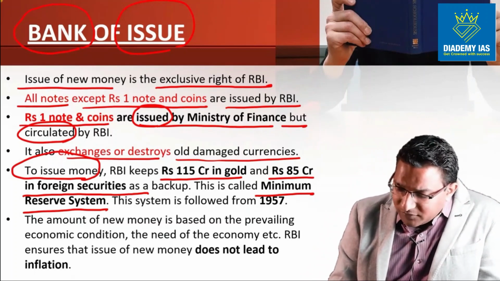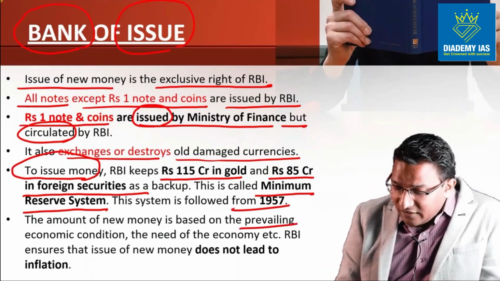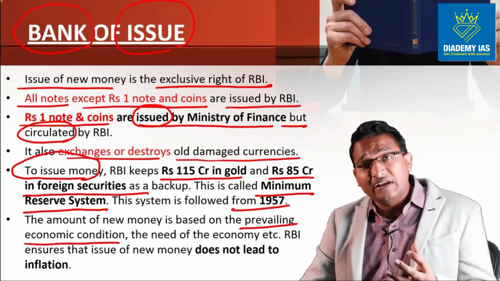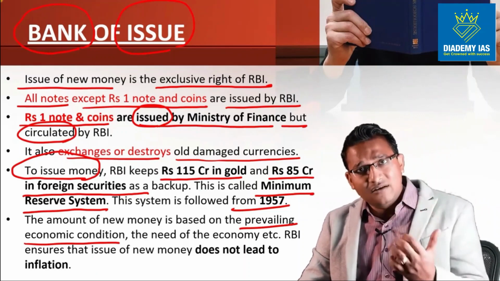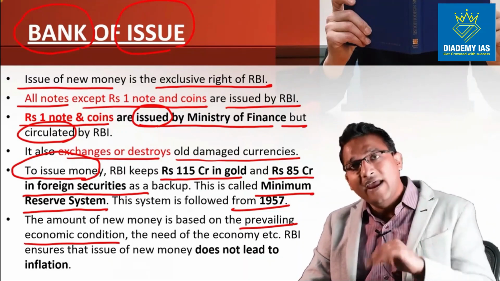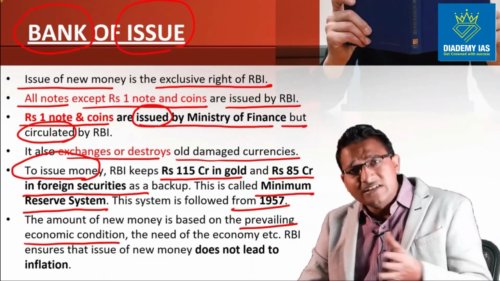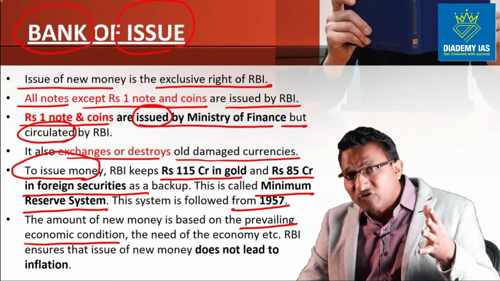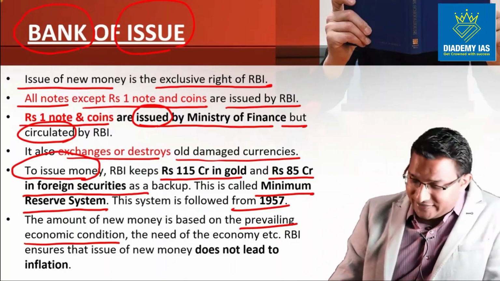This system is followed from 1957. So the amount of new money is based on the prevailing economic condition. If there is a condition of high money supply, the RBI will get back the money from the market, and vice versa. And if, for example, the money supply in the market is very less, then RBI can go for issuing new currency.